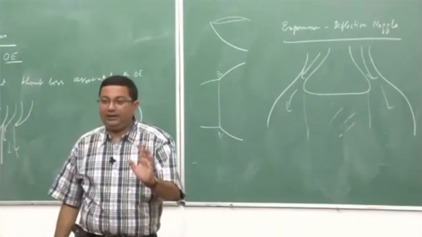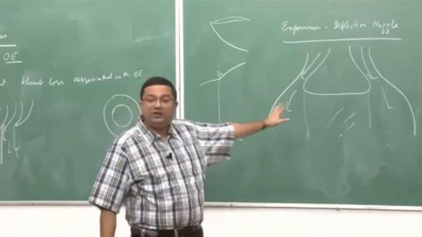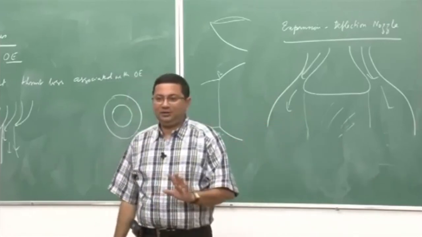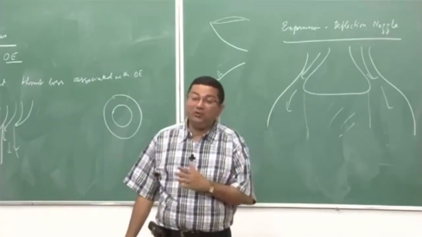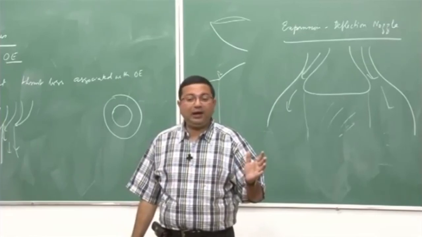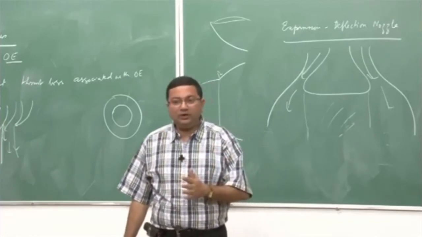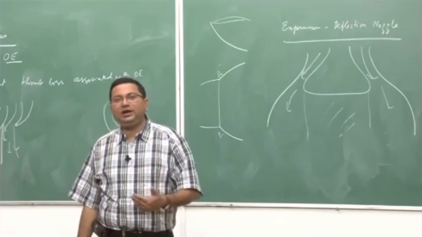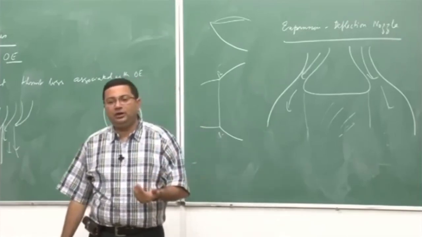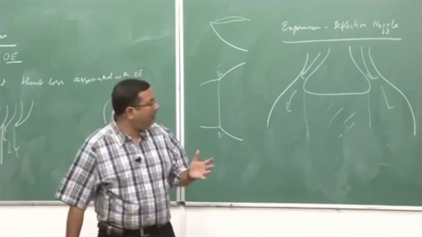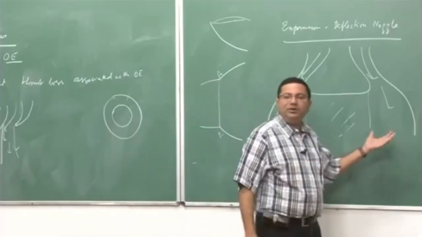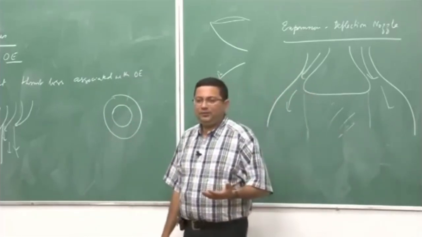And as we have said, particularly this over expansion case is more dangerous, because you can have a shock wave going in, and that will have huge losses, because there will be shock induced losses, there will be shock boundary layer interaction leading to flow separation. So, there can be very devastating phenomena occurring in the flow, which is something we do not want to have.